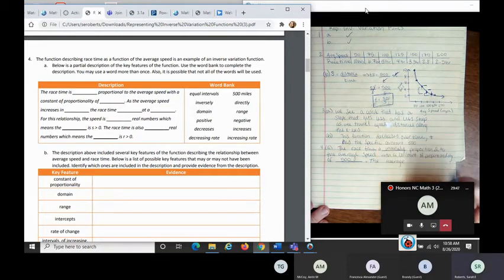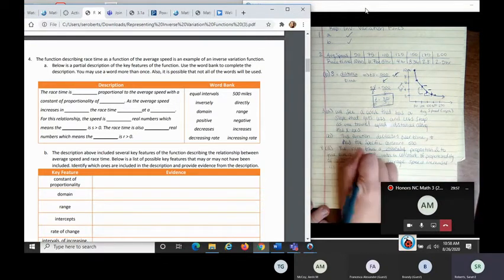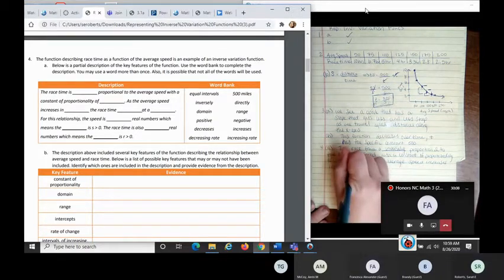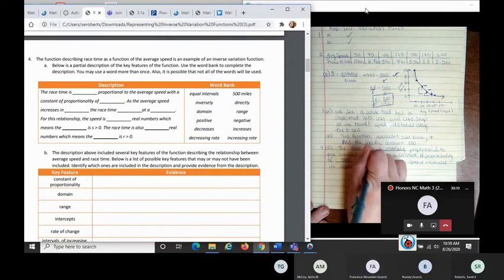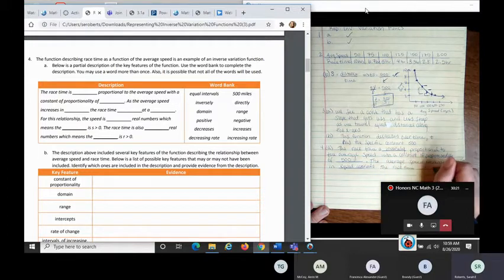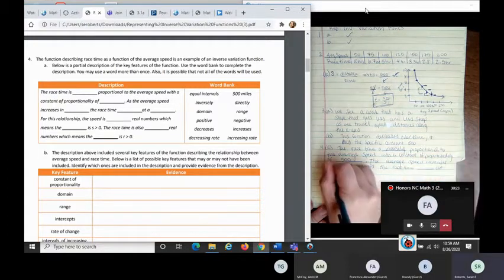My handwriting got bad. Speed increases in blank. So what is this average speed increase in? Equal intervals. Yeah, that's true. In equal intervals, the race time blank at a blank.